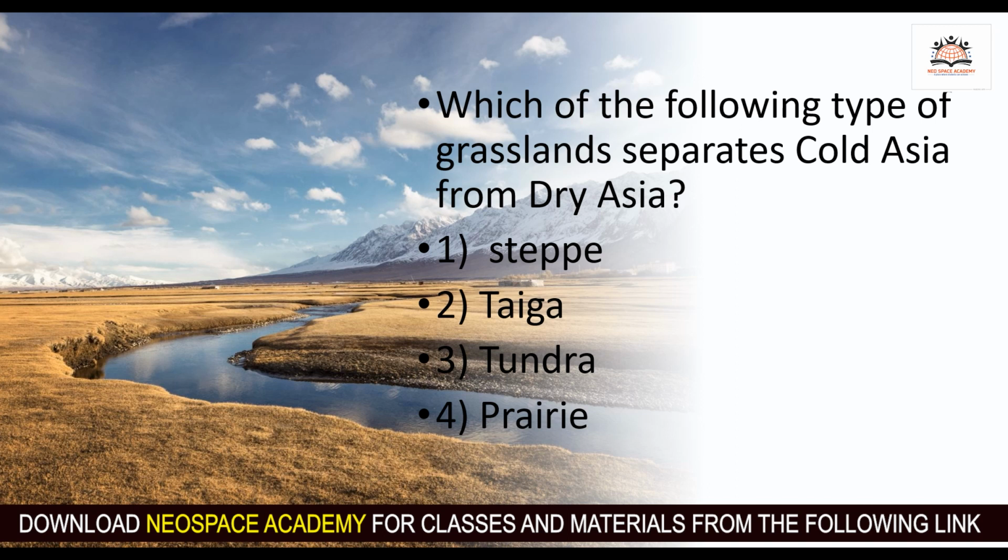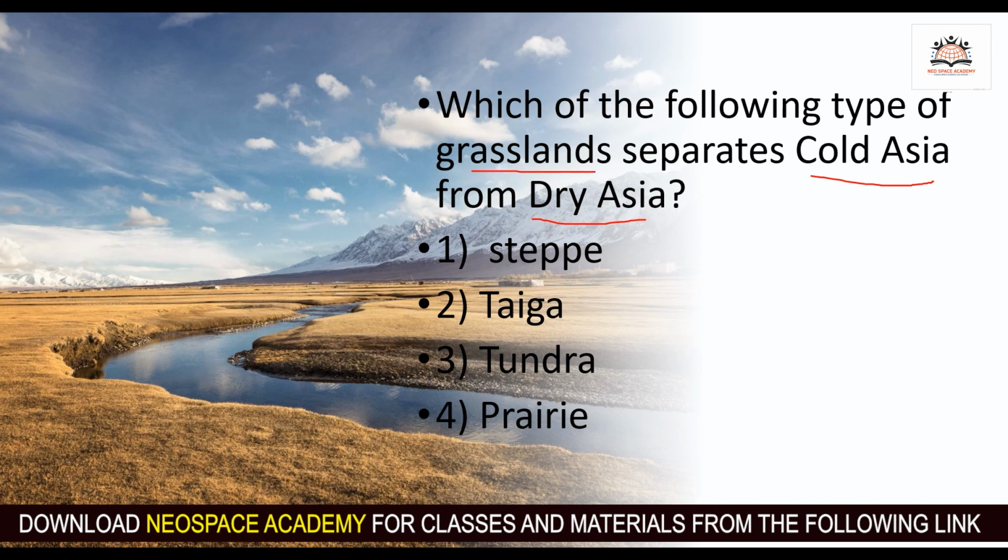Now, if you try to break this question down, there are type of grasslands, and then cold Asia, and then dry Asia. These are the 3 things that you should know. If and only if you know these 3 things can you understand the question and give the answer. Otherwise, you will not be able to do that.